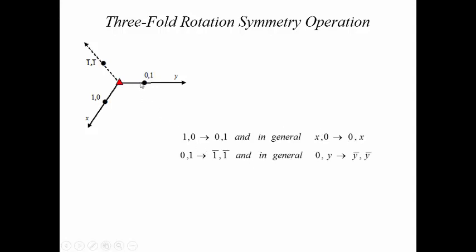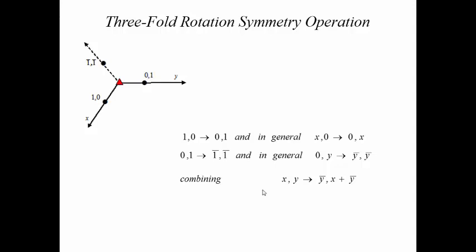And now you look at the y. When you rotate the y through a counterclockwise rotation of 120 degrees, we come out here. So 0, 1 goes into 1 bar, 1 bar, and in general 0, y goes into y bar, y bar. So now you tell me what x, y goes into. Well, I hope you got this one right. x, y goes into y bar, comma, x plus y bar.